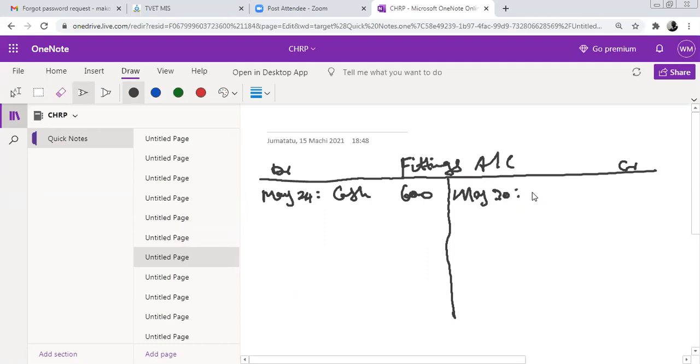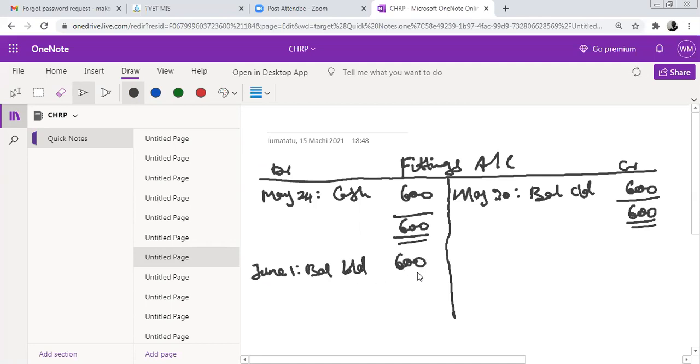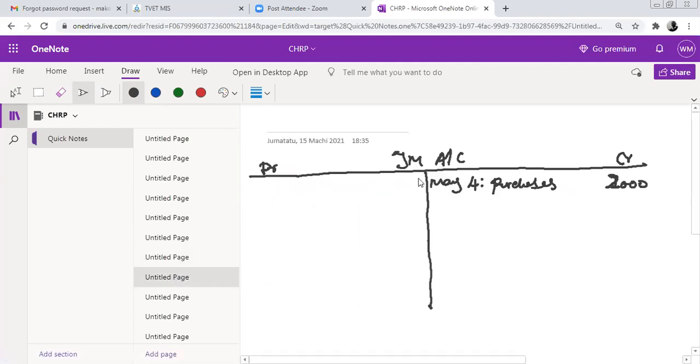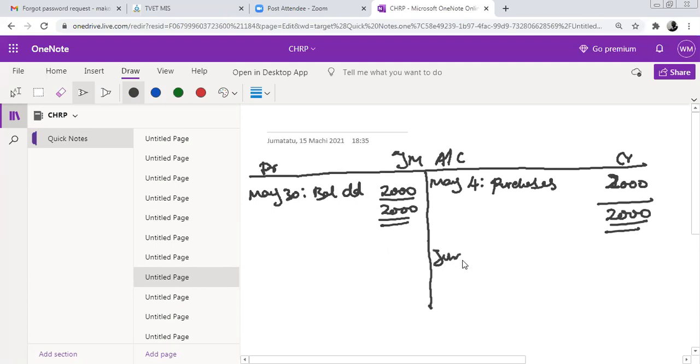May 30th, the balance here. So the opening balance on June 1st. It has less May 30th. So the carried down is on the debit, so June 1st. Balance brought down.